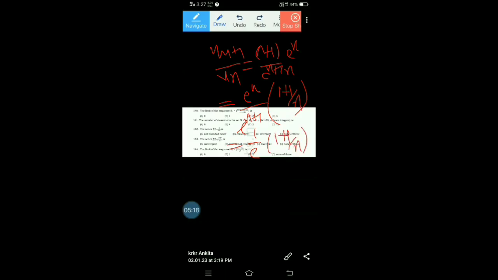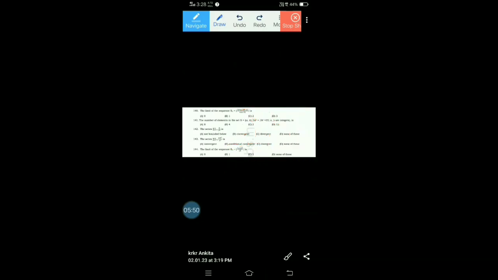Now applying the limit n tends to infinity, un plus 1 upon un is equal to the limit of 1 plus 1 upon n, and the constant 1 upon e stays as it is. The limit of 1 plus 1 upon n is equal to 1. So we get 1 upon e, which is less than 1. If the limit is less than 1, then the given series is convergent by the D'Alembert ratio test. So here option B is correct. Now move on to the next question.